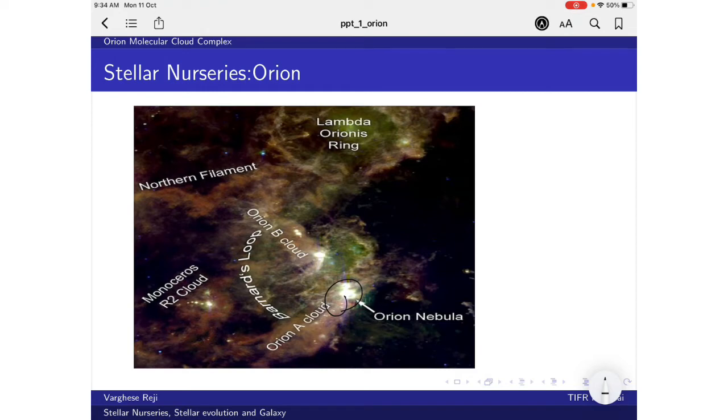Actually, this Orion Nebula is a part of the Orion molecular cloud complex. This region is called the Orion B cloud, and this region is called the Orion A cloud. These are the major portions of this Orion molecular cloud complex. We will tell about this Orion Nebula later.